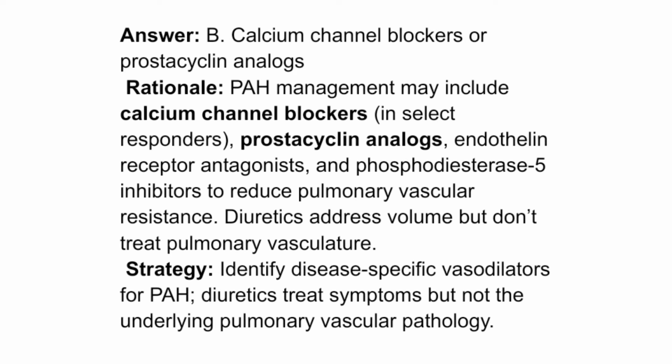Answer: B. Calcium channel blockers or prostacyclin analogs. Rationale: PAH management may include calcium channel blockers in select responders, prostacyclin analogs, endothelin receptor antagonists, and phosphodiesterase 5 inhibitors to reduce pulmonary vascular resistance. Diuretics address volume but don't treat pulmonary vasculature. Strategy: identify disease-specific vasodilators for PAH. Diuretics treat symptoms but not the underlying pulmonary vascular pathology.